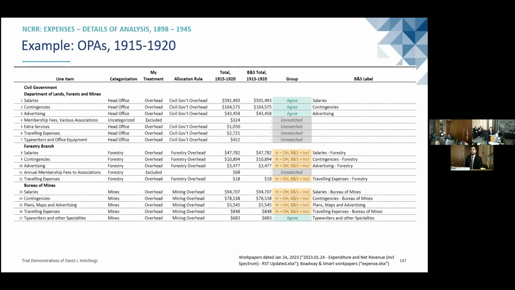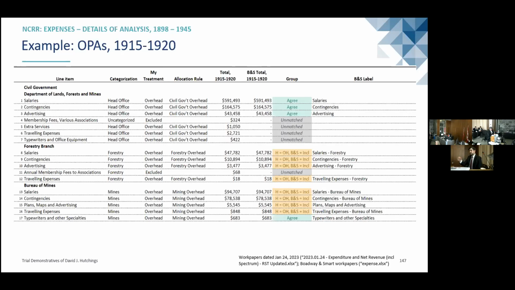Okay. The next column, called line item, these are the line items that appear in the public accounts of Ontario. And you'll notice every now and then there's a bold heading, Department of Lands, Forests and Mines, for example. So those are the salaries of the Departments of Lands, Forests and Mines on line 1.